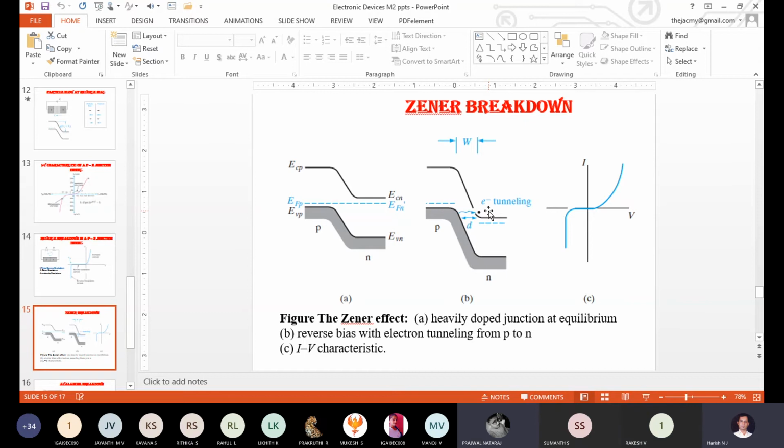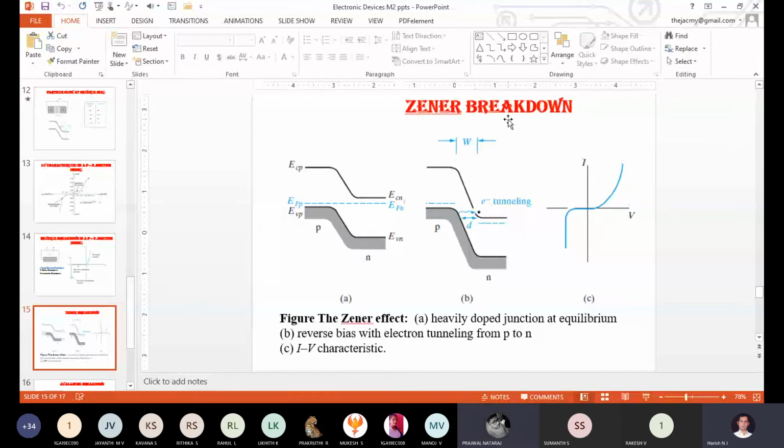Here two definitions come. The first definition is Zener effect. The second definition is electron tunneling. Electron tunneling, you might be seeing in this graph. Correct. You have to define both of these along with the concept of Zener breakdown. First I am going to define what the Zener effect is.